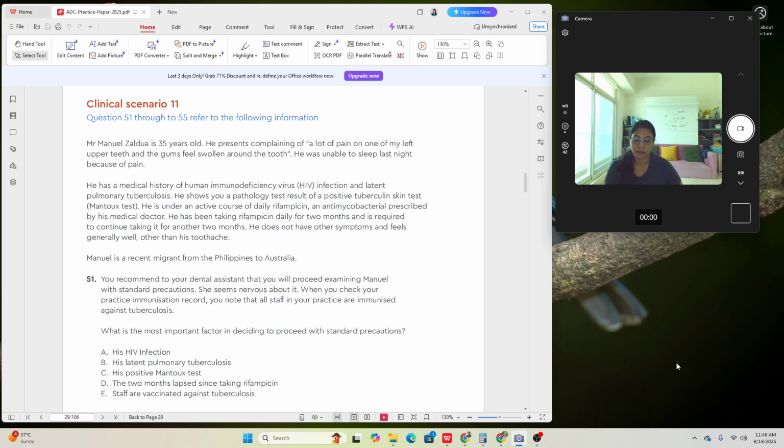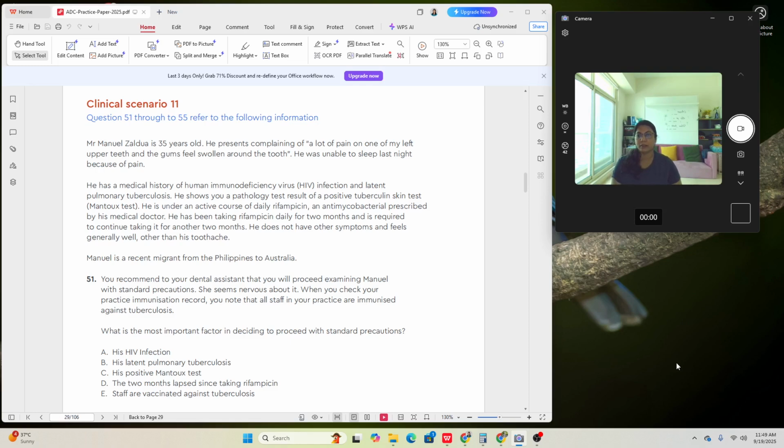Very, very important keyword again. Other than his toothache. So overall his body condition is well, in spite of the fact that he has HIV and latent pulmonary TB. Only the tooth is giving him a problem. Why this is important: he currently has no other systemic problems apart from the tooth infection. And he's also a recent migrant from the Philippines to Australia.